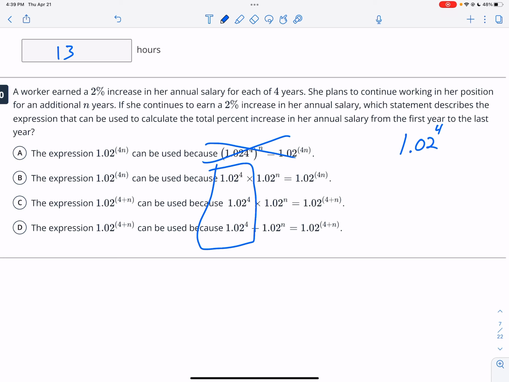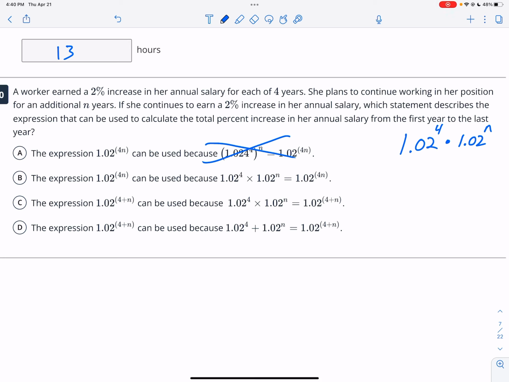If she continues to earn a 2% increase in her annual salary, which statement best describes how to figure it out from the first year to the last year? So we don't know how many years she's going to work, okay? So what we end up doing is that we have this part for the first 4 years, and then this N right here would keep going forever. We want to know how much it'll be in 10 years' time or 20 years' time. So if I continue working 20 years, I'll have this much, and my N will be replaced. So it'll be 1.02 to this N right there.